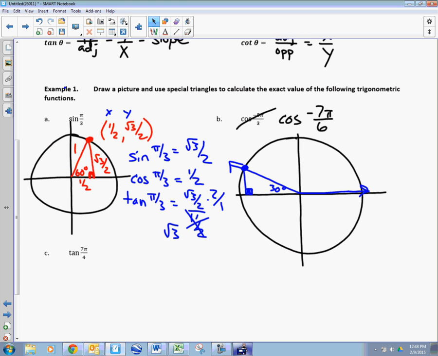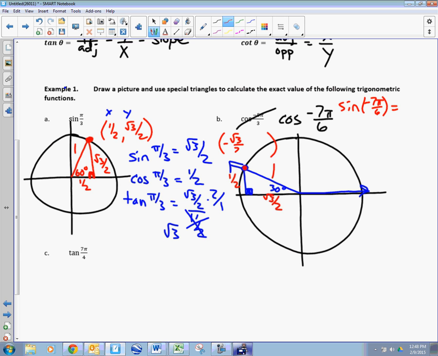So the radius in the unit circle is 1. And then what's this short side here going to be? 1/2. And then what's this long side going to be? Square root of 3 over 2. So the sine of negative 7 pi over 6 is equal to the y value. Let's write our coordinate. What's the coordinate?